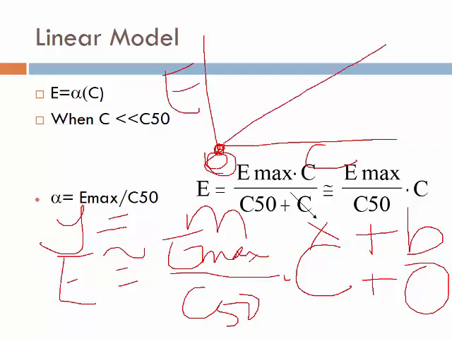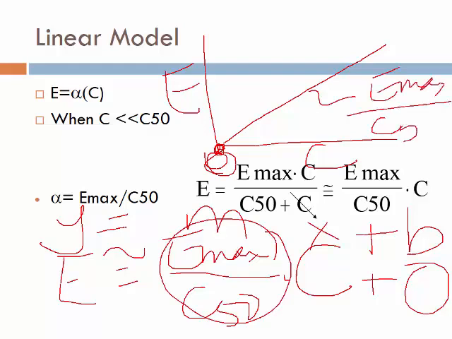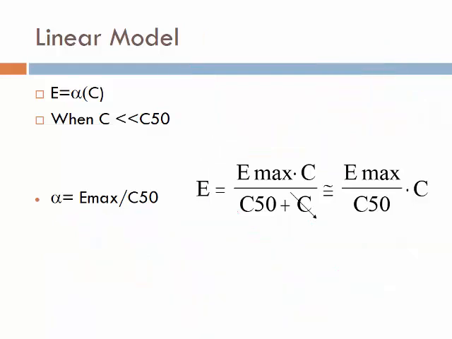And we're going to have a line that goes like this. So as we increase our concentration, our effect will increase in a linear fashion. And then m would be our slope. So the slope of this line is going to be Emax over C50. Pretty cool, huh? I think so. I hope you do too.